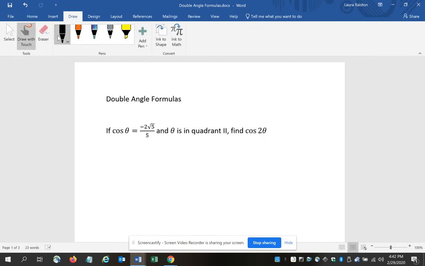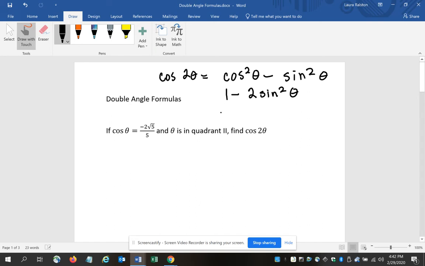So again, as I'm thinking about this particular problem, I'm thinking about my cosine formulas. Okay, and I'm going to write those up here at the top because I want to make a point here. You have the cosine of 2 theta. We could use the formula cosine squared theta minus sine squared theta. Or I could use the formula 1 minus 2 sine squared theta. Or I could use 2 cosine squared theta minus 1.